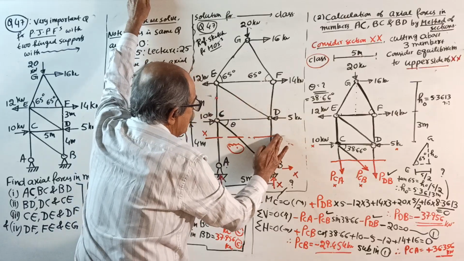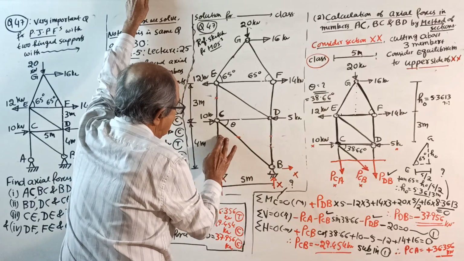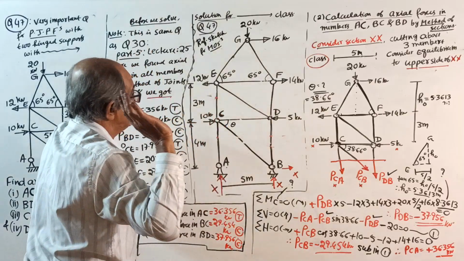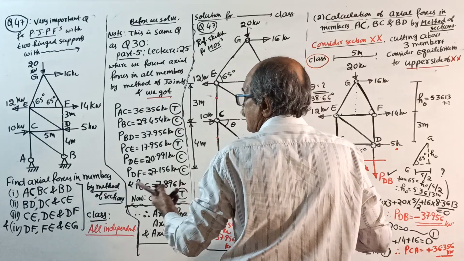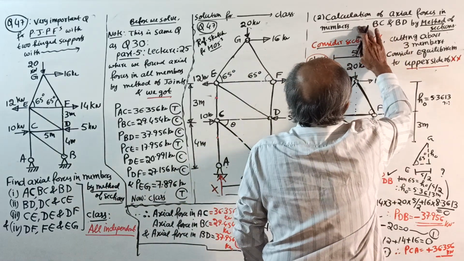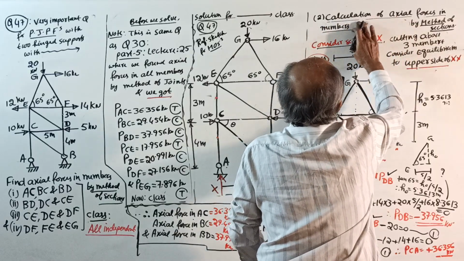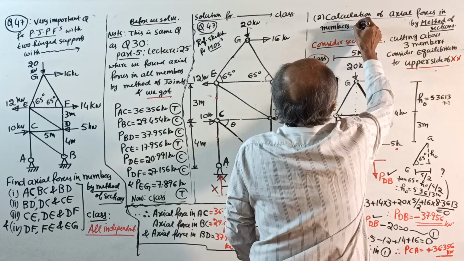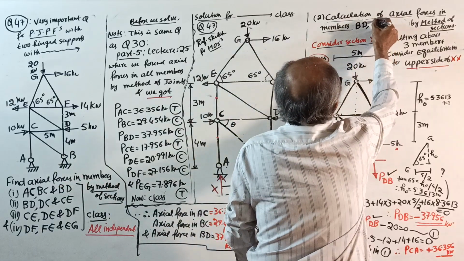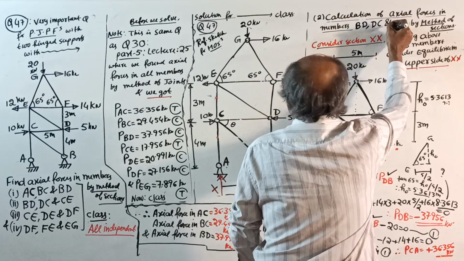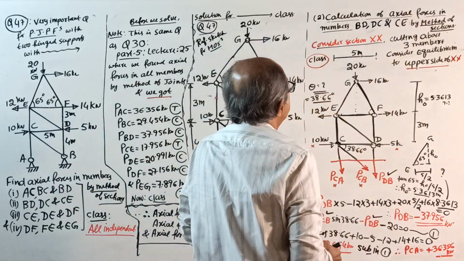Xerox copy will do. Photo and Xerox also will do. You remove this one. Remove all. Let the fresh page come here. Fresh. Now write: calculation of axial forces in members BD, DC and CE by method of section.